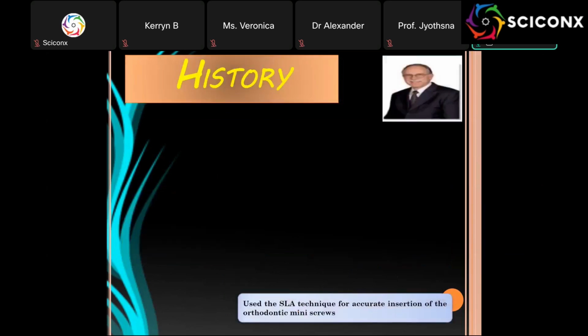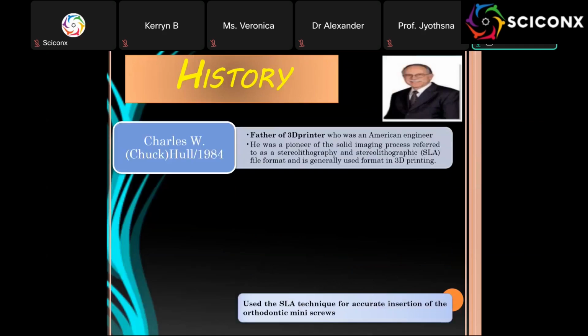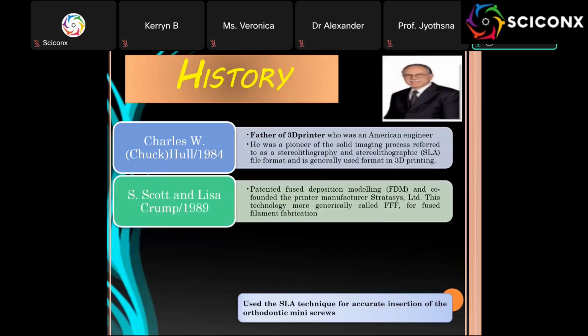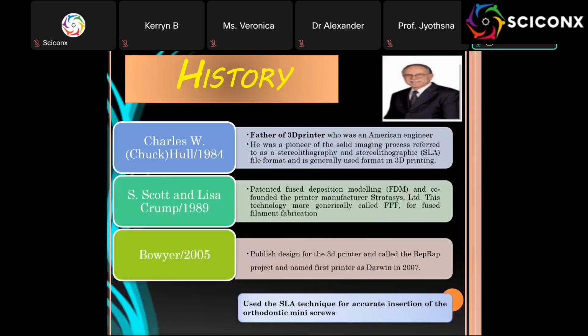If we talk about the history of three-dimensional printing, Charles W. Hull, in the year 1984, was an American engineer who pioneered the solid imaging process, referred to as stereolithography, and he is considered the father of the three-dimensional printer. Various other researchers did a lot of work on the three-dimensional printing process. There was one more researcher, Scott Crump, in 1989.